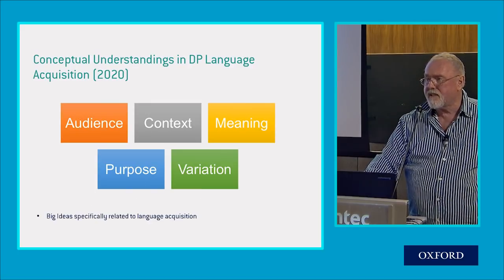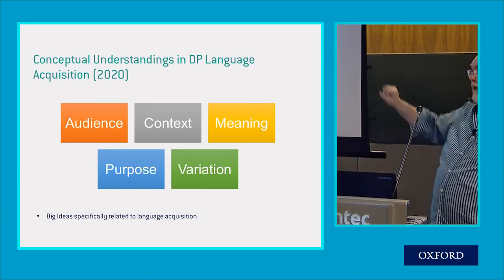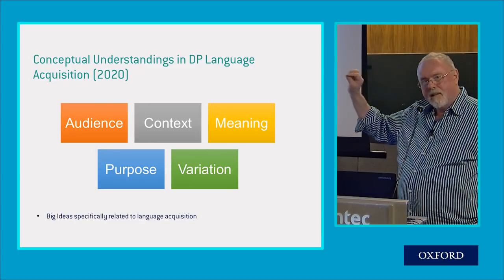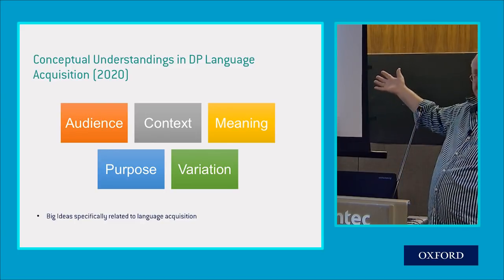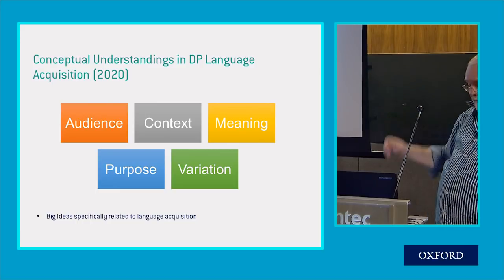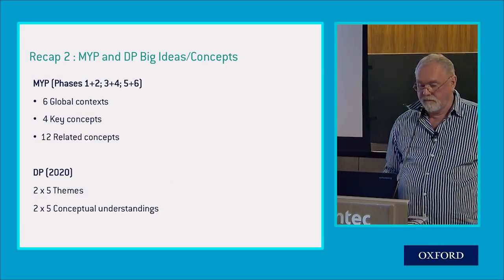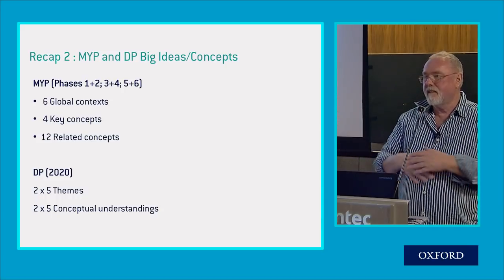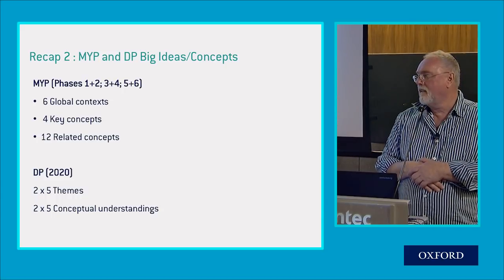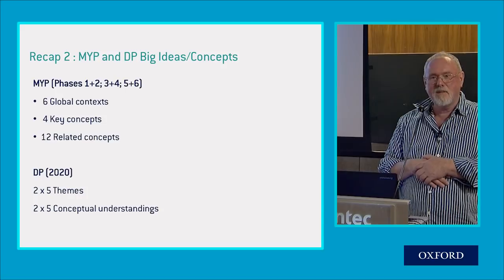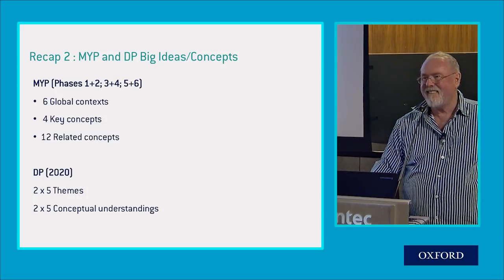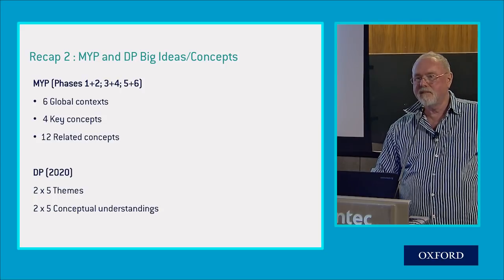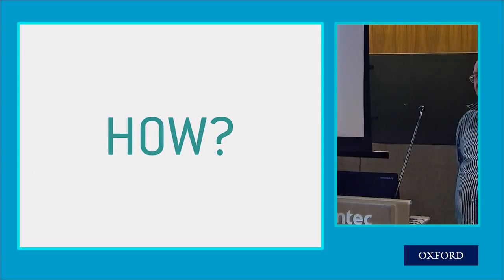Rather than that long list, the DP language-related concepts are reduced to 5. Anybody interested in the maths? That's what they look like. Those are the numbers. Now, the bit you've all been waiting for. How?